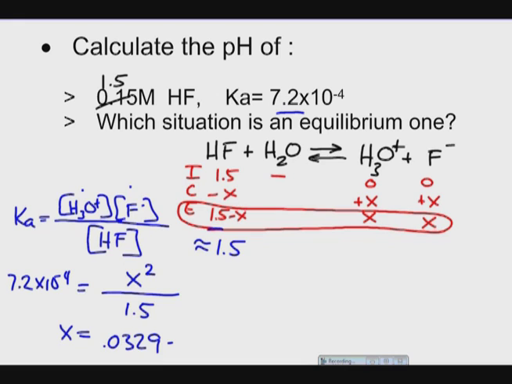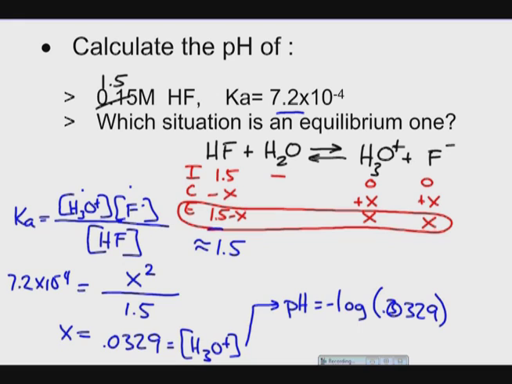So now, since we know our X value is equal to the hydronium ion concentration, and pH is related to that hydronium concentration, pH equals negative log of 0.0329. That's going to make a difference. And when I worked out the value for this, I got a 1.48.